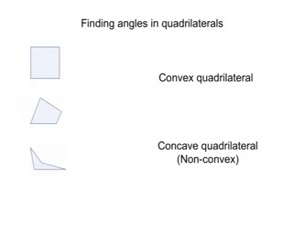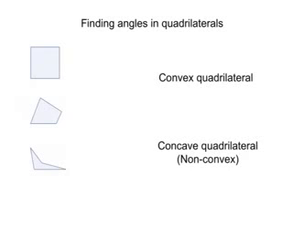So we're going to have a look at finding angles in quadrilaterals. A quadrilateral is any four-sided figure. So squares, rectangles, kites, rhombus, parallelogram, but also any irregular shape that has four straight sides.